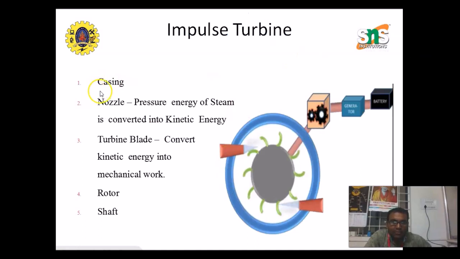Impulse turbine. Parts are casing, nozzle, turbine blade. In the nozzle, pressure energy of steam is converted into kinetic energy. This is the nozzle. Turbine blade. This is the blade. It converts kinetic energy into mechanical work. Then rotor and shaft.